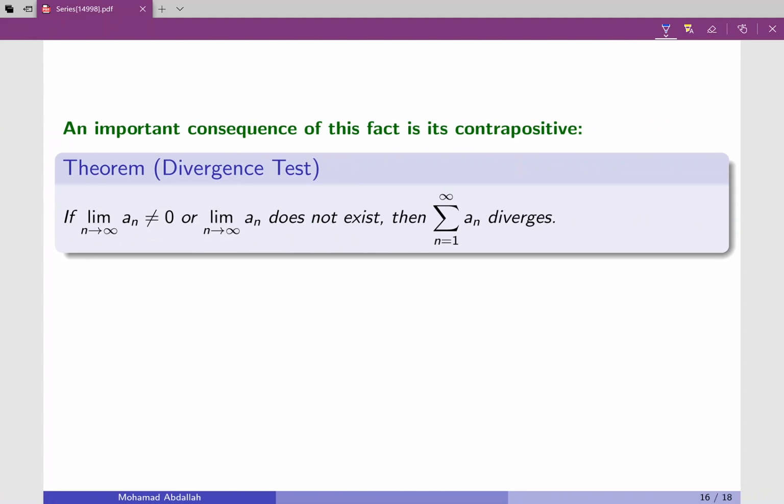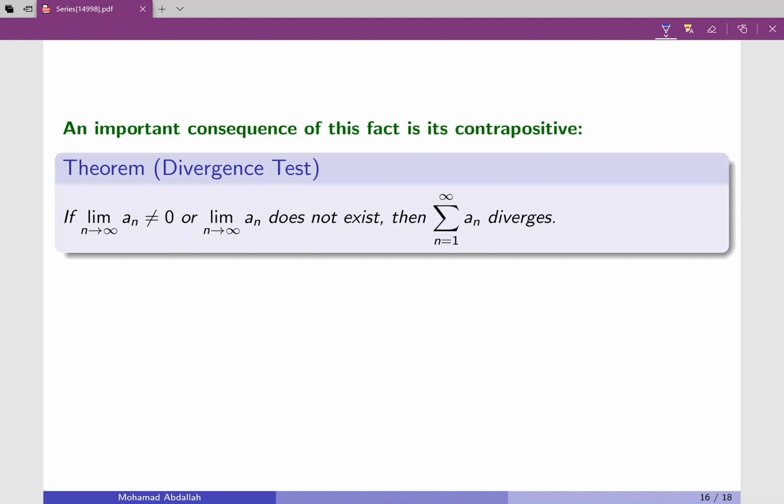As I said, not Q implies not P. Not Q means the limit of a_n is not equal to 0. Not P means the sum of a_n diverges. So this is called the divergence test. It's telling you that if the limit of a_n is not equal to 0, then the sum from n equals 1 to infinity of a_n is divergent automatically.